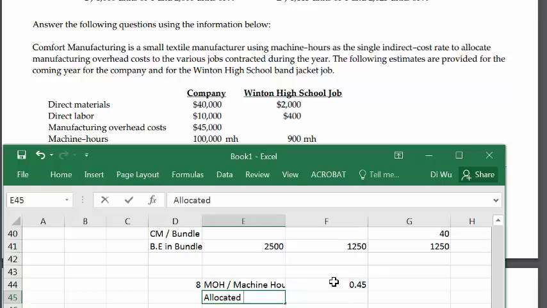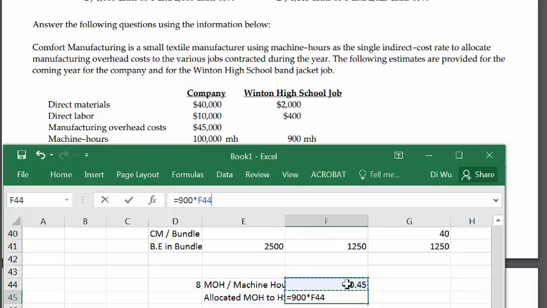Now let's look at the MOH allocated to this high school job. We look at how many machine hours are consumed in the high school job. We're looking at 900. Now we multiply 900 by this company-wide manufacturing overhead per machine hour. You may have several other jobs consuming those machine hours, and if that's the case, you can also find allocations to those different jobs. But the question is only asking about this particular job.